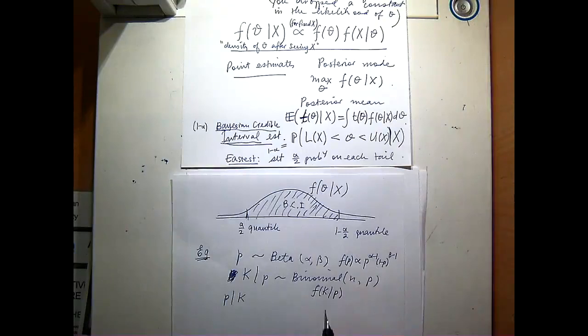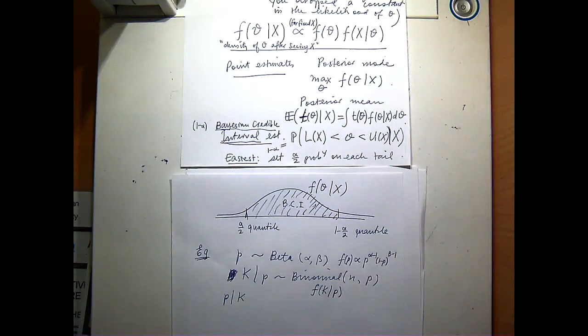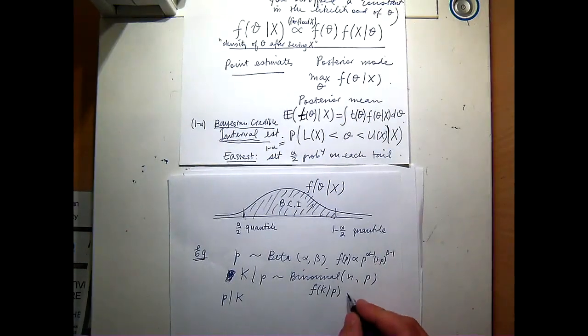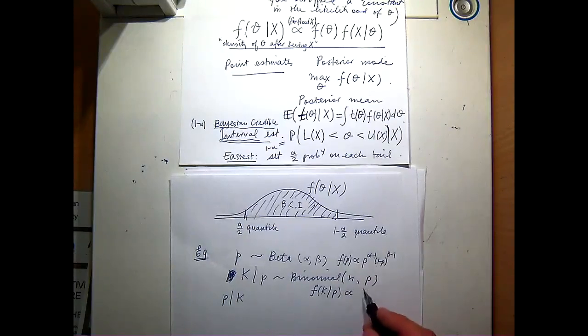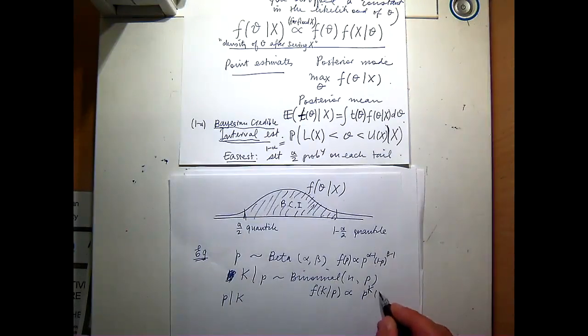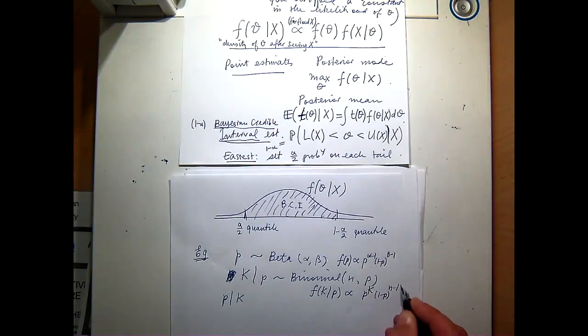Now you'll notice this is all quite sloppy compared to what I was doing earlier. I don't put any subscripts on f, and I also haven't been distinguishing between lowercase and capital K. If you know what you're doing, you won't make an error, but I'm just not distinguishing between those things. So we know that this is also proportional to P to the power K, the observed successes, 1 minus P to the power n minus K, the observed failures.